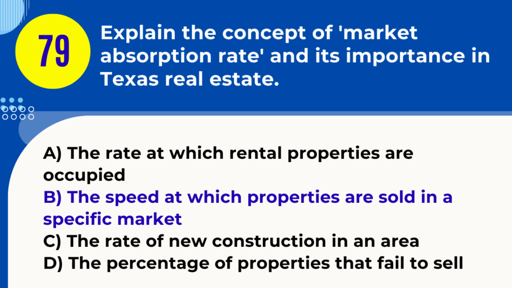Answer. B. The speed at which properties are sold in a specific market. Explanation. The market absorption rate in Texas real estate refers to the rate at which available homes are sold in a particular market during a given time period. It's important as it indicates the supply and demand dynamics, influencing pricing and marketing strategies.